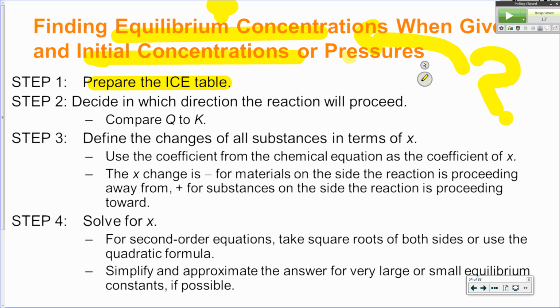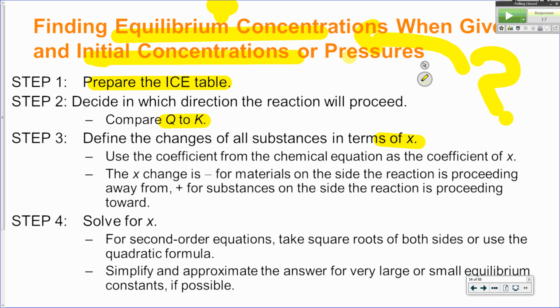So we're going to calculate Q and compare it to K, figure out direction. That's going to tell us what's going to be plus and minus. And then we're going to put in X to describe the change. There's going to be some relationship where something's going down and something's going up, and X is going to be that relationship. And usually I think of X as what it would be if it was 1 molar. Because if something was a stoichiometry at 1, that's the value we're going to put in for X.